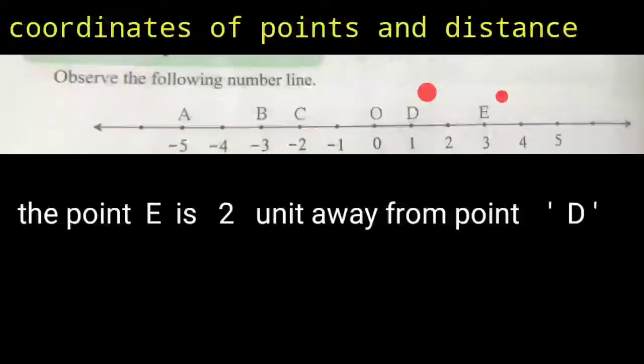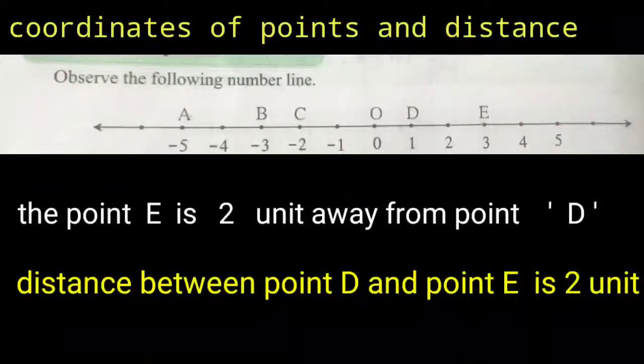On this number line, point E is 2 units away from point D. It means that the distance between point D and point E is 2 units.